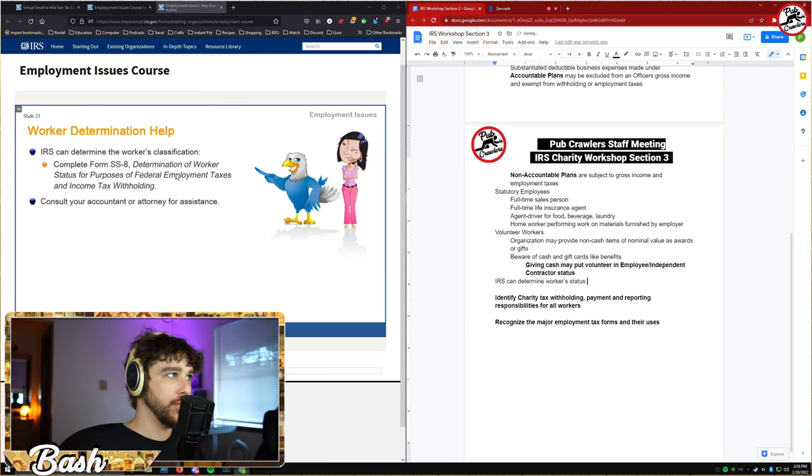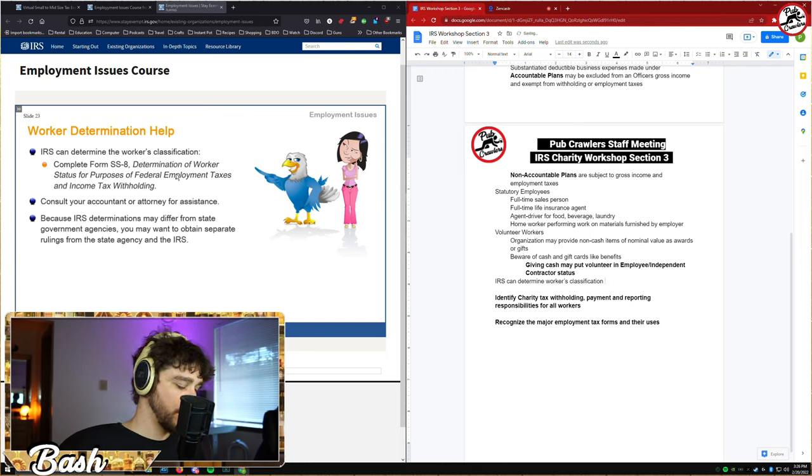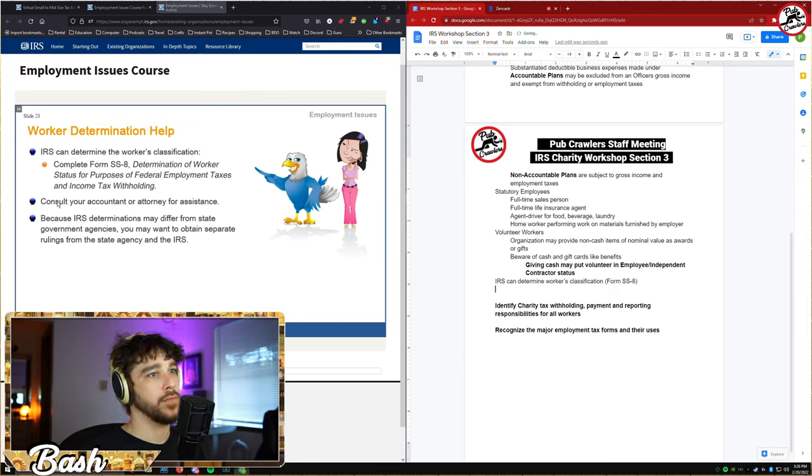Note that federal and state agencies classify workers based on the facts of each case and the applicable law. Because of this, IRS determinations may differ from determinations made by state government agencies. If you plan to classify some of your workers as independent contractors, you may want to obtain separate rulings from the state agency and the IRS. Select the continue button to move forward. All right, so hold on one second.